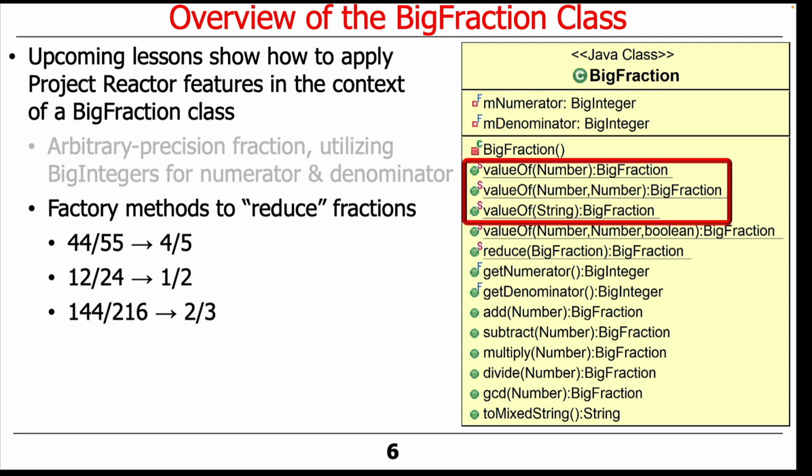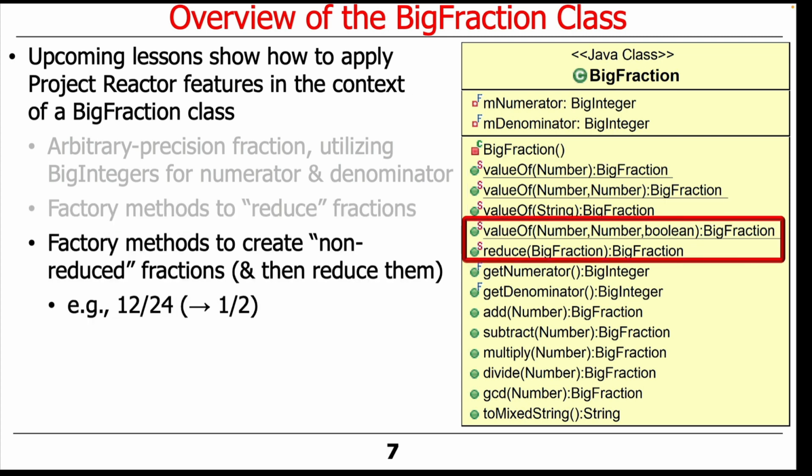We then use various factory methods provided by BigFraction to reduce fractions. If you remember your 5th grade class where you were learning about fractions, you know that if you take 44/55ths, you can reduce it to 4/5, and so on. There's also other factory methods that will create non-reduced fractions, and I'll explain why you would do that in a second, and then later reduce them. So you might start out with 12/24, and then later convert that into 1/2. Why would you do that? Because it takes a while to reduce large big fractions, and so we might choose to do those concurrently in other threads running on multiple cores, because it takes a while.